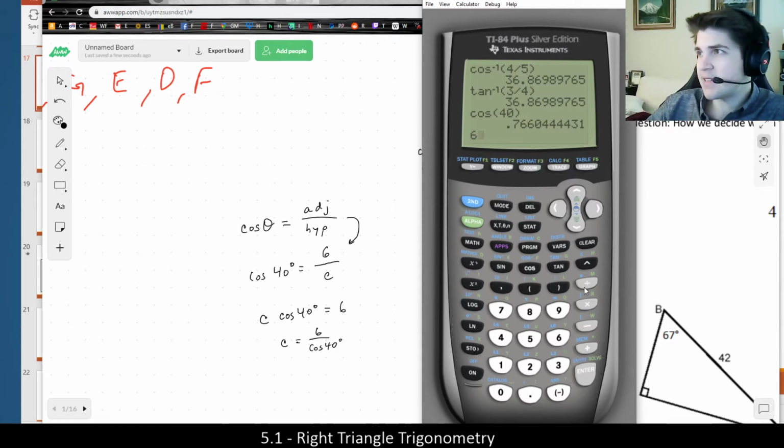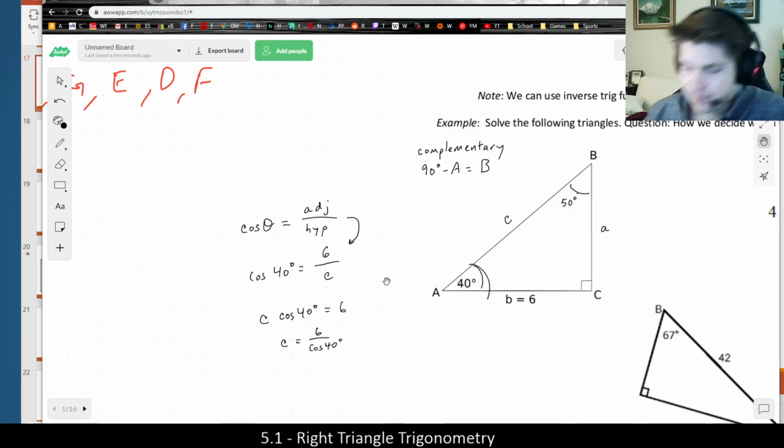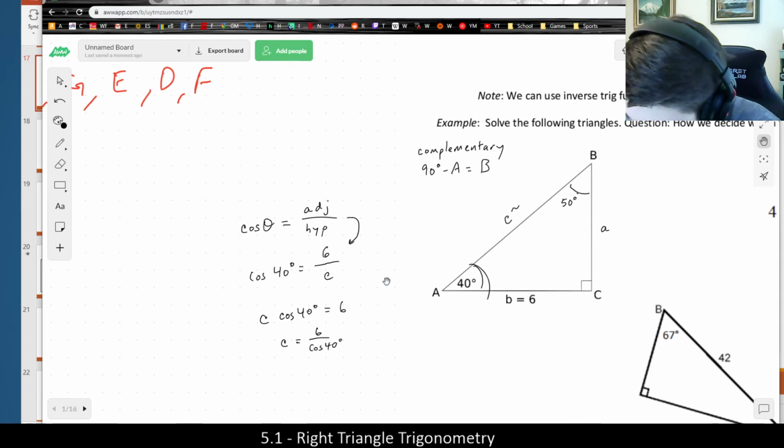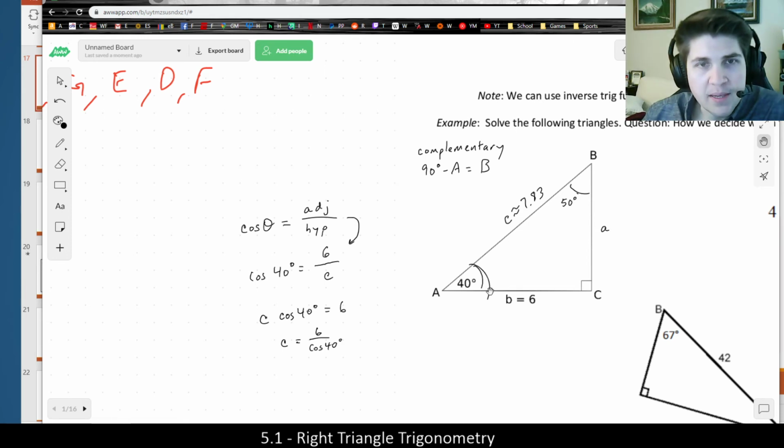And if I take 6 and divide it by that number, it will reverse the ratio and figure out, okay, well, what must the hypotenuse be? The hypotenuse must be approximately 7.83. I'll go ahead and label it. And it gives me one more piece of the puzzle.